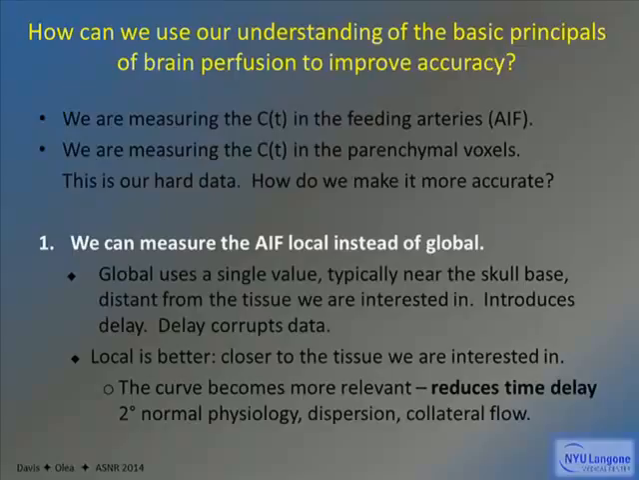The first thing we can do is use a local AIF, arterial input function, instead of a global arterial input function. A global value typically uses one AIF near the skull base. The problem is that's removed from the tissue that you're going to measure the concentration within. It's several seconds away from the tissue. Delay, as we've seen several times now in this lecture, corrupts data. Local is better, closer to the tissue, less delay.